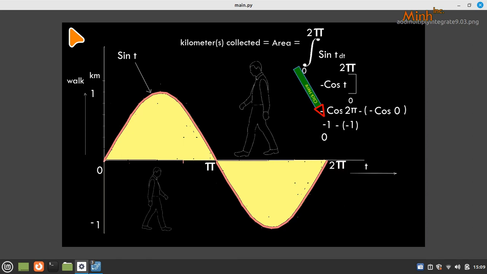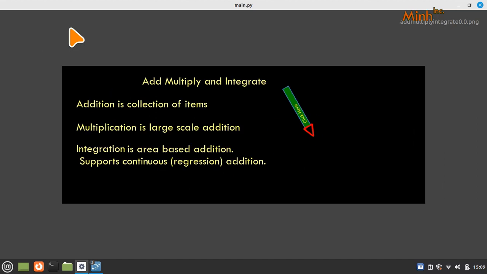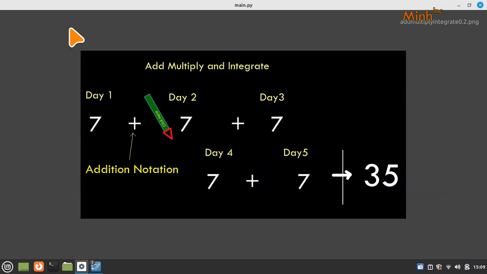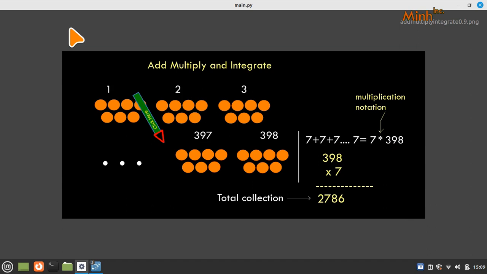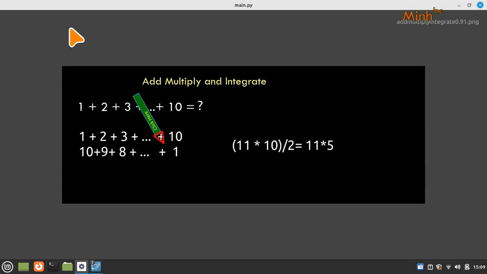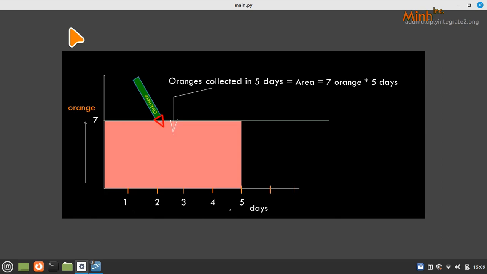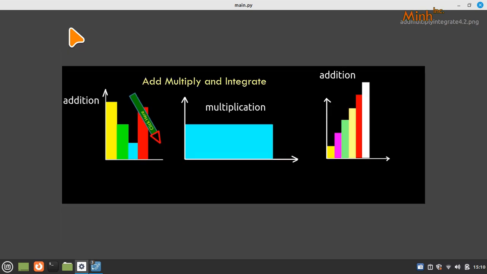So we'll see the recap. We started with addition as a collection of items, multiplication as large-scale addition, whereas integration is smooth addition, continuous addition, or area-based addition. This is simple addition. This is bigger addition in the form of multiplication. This is another way of addition. Addition in the form of area becomes multiplication, and there are various forms of addition. This is a discrete form, this is the continuous form, and this is another discrete form in a triangle shape.